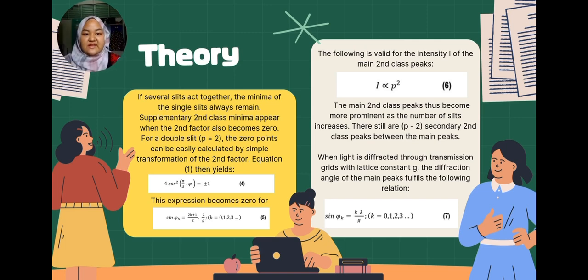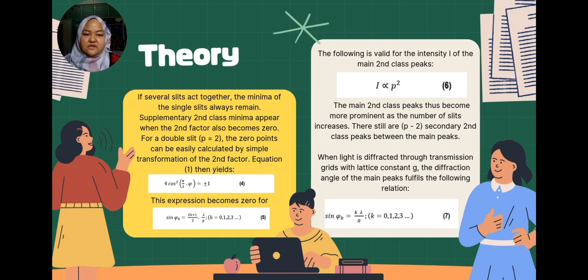The following is valid for the intensity I of the main second-class peaks, where I is directly proportional to p squared. The main second-class peaks thus become more prominent as the number of slits increases. There still are p minus 2 secondary second-class peaks between the main peaks.